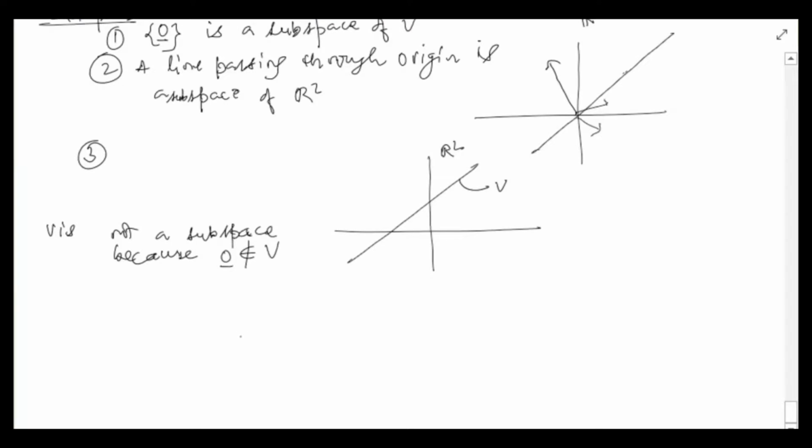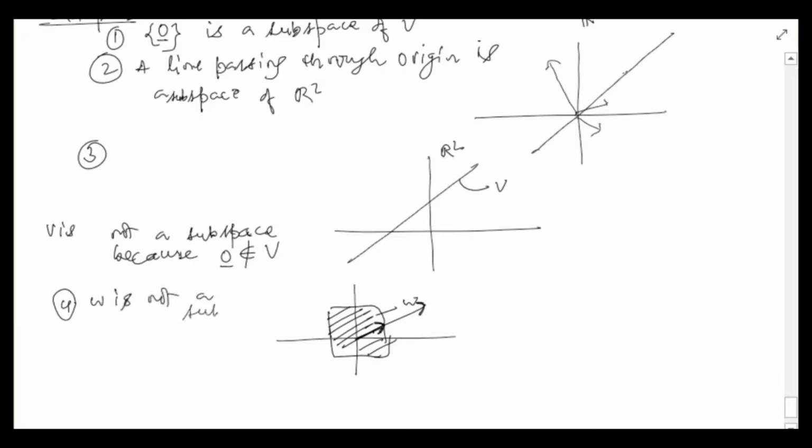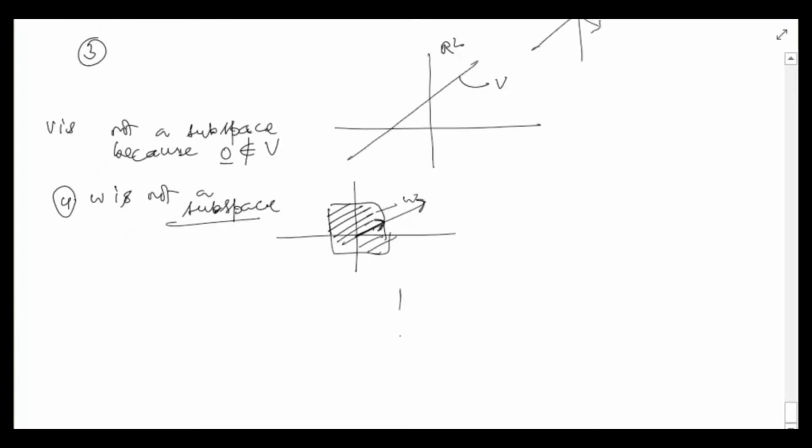Okay. Similarly, consider this subset of R2. Let me call this W. W is also not a subspace of R2 because if I take a vector, let us say I take this vector and I multiply it with 2, then I'll get this vector. So this scalar multiplication of the original vector is not inside W. Okay, so W is not a subspace. Let us think of this shape.